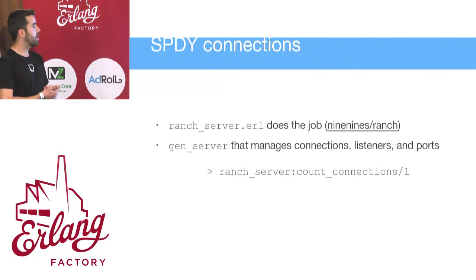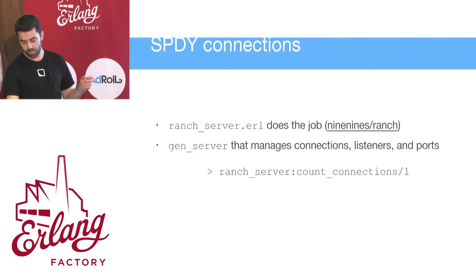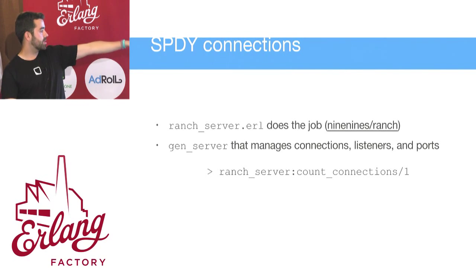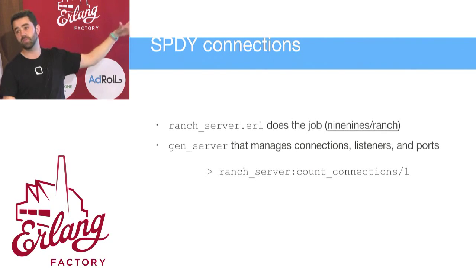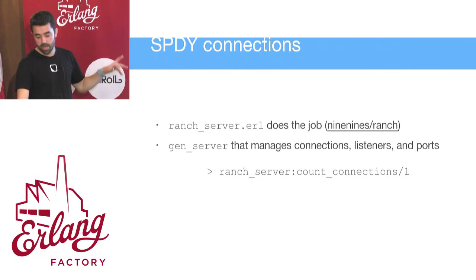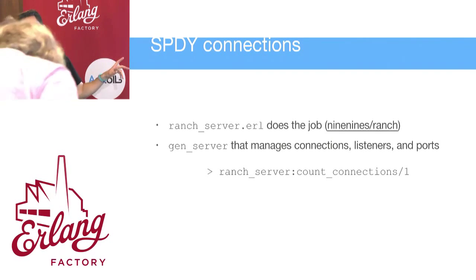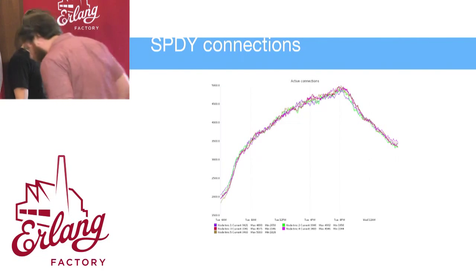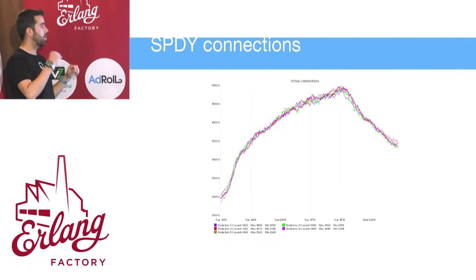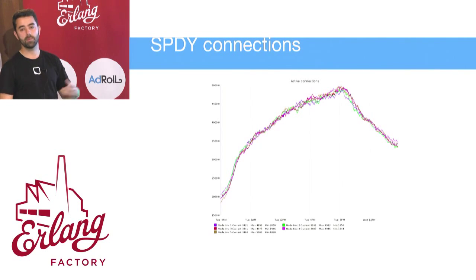In 99s we created this Ranch library, a socket connector acceptor pool that defines a gen server that manages connections, listeners, and ports. What that gives you is the ability to control all the established connections in your web server. Besides other cool things, you've got this callback that gives you the number of, in this case, speedy connections you're running. When you attach that to a monitor system, you get things like this, where you can visualize samples of current connections at all times in your production servers.